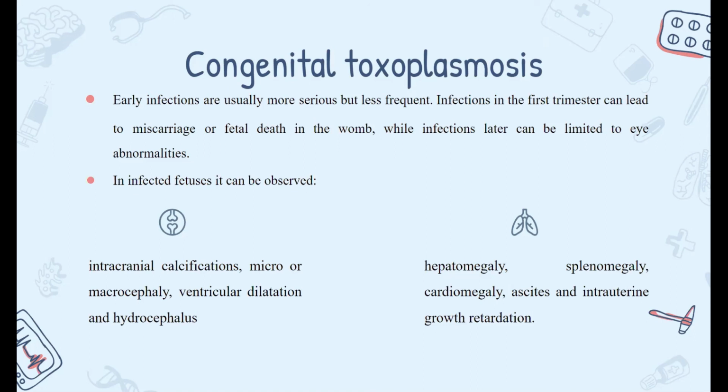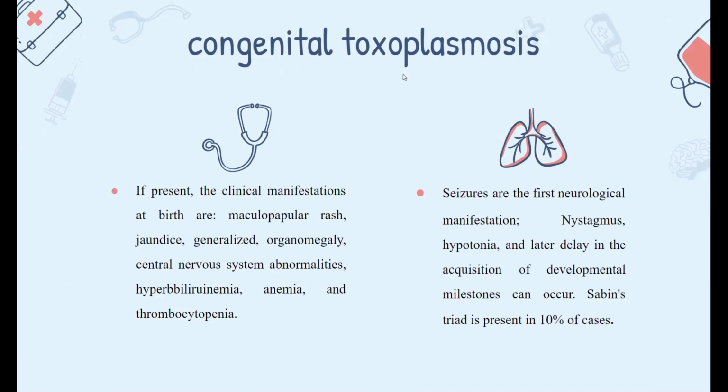limited to eye abnormalities. In the infected fetus, it can be observed intracranial calcification, micro or macrocephaly, ventricular dilatation, and hydrocephalus, hepatomegaly, splenomegaly, cardiomegaly, ascites, and intrauterine growth retardation. If present, the clinical manifestations at birth are maculopapular rash, jaundice, generalized organomegaly, central nervous system abnormalities, anemia, and thrombocytopenia.